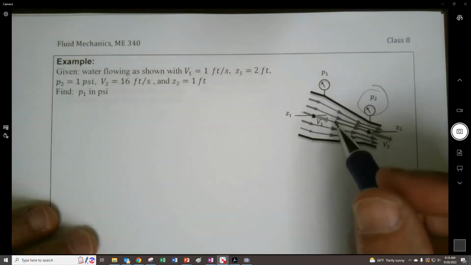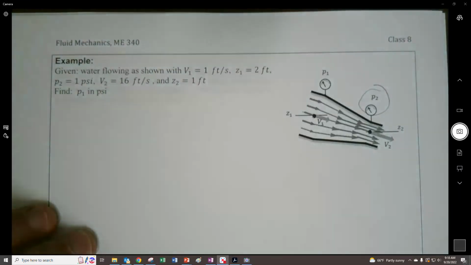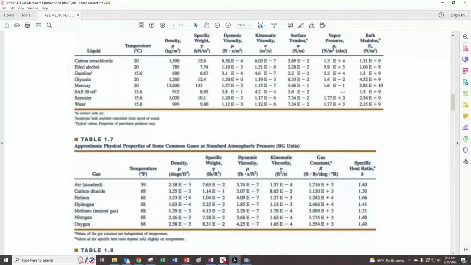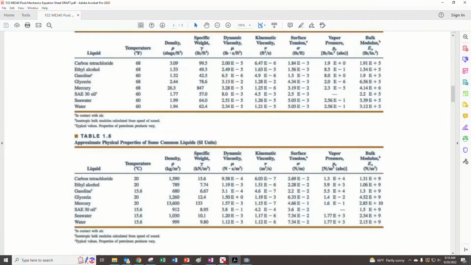So I'm going to go ahead and look up the density of water. They didn't tell us the temperature of the water, so we could pretty much guess that it's going to be standard conditions. If not, you would ask somebody. So here at 60 degrees Fahrenheit, we're going to have a density of 1.94. I'm going to write H2O here. You can't see what I'm writing, so we'll put that back up there. These are going to be slugs per cubic foot.